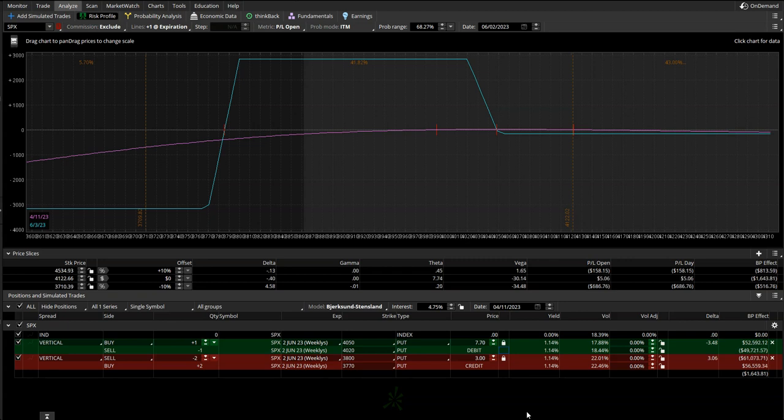I guarantee you that there are going to be people in our group that are going to come up with maybe better strike selection, better management techniques, right? Which is totally fine. And that is the goal, is for you to start thinking a little bit. Find something that works for you, right?